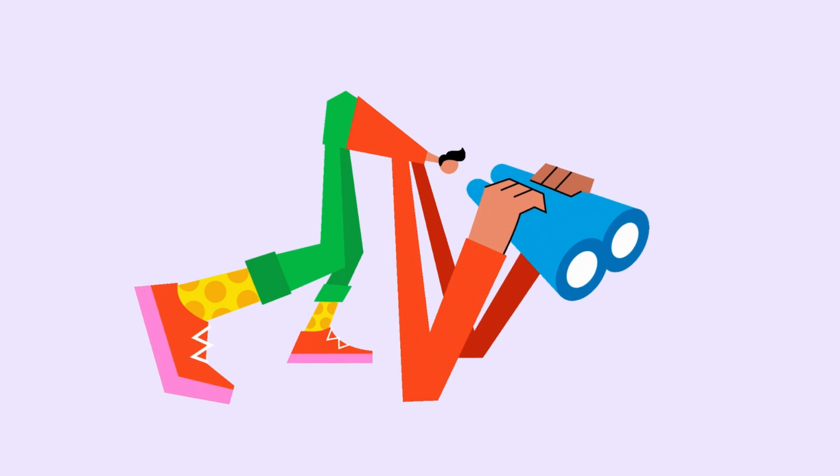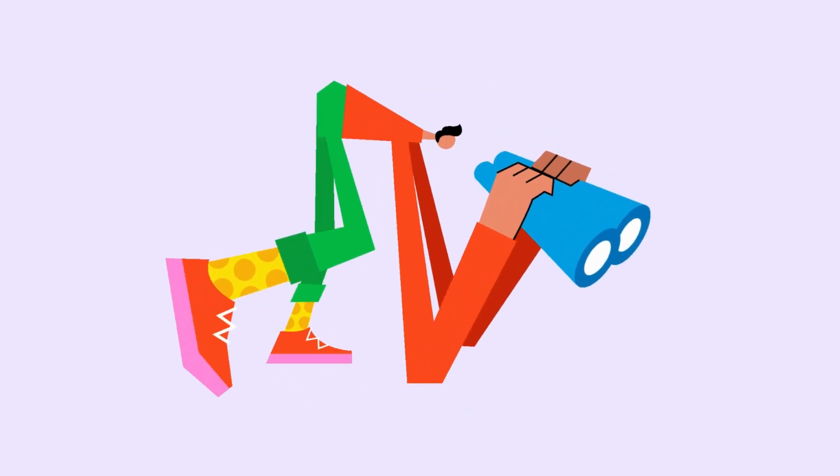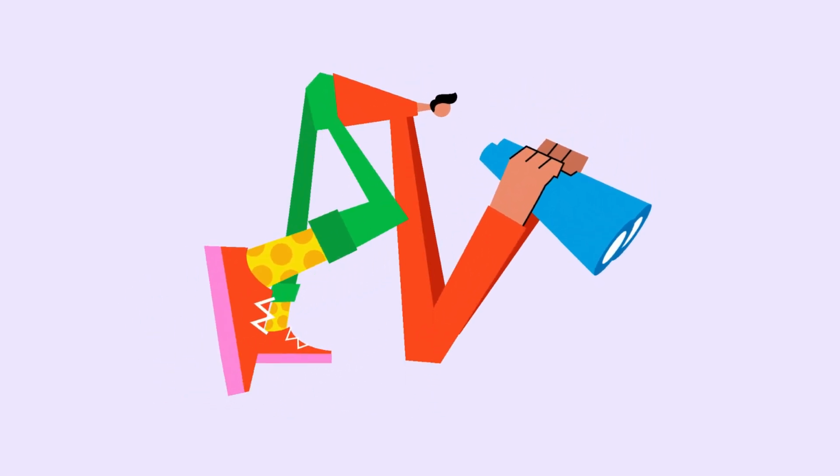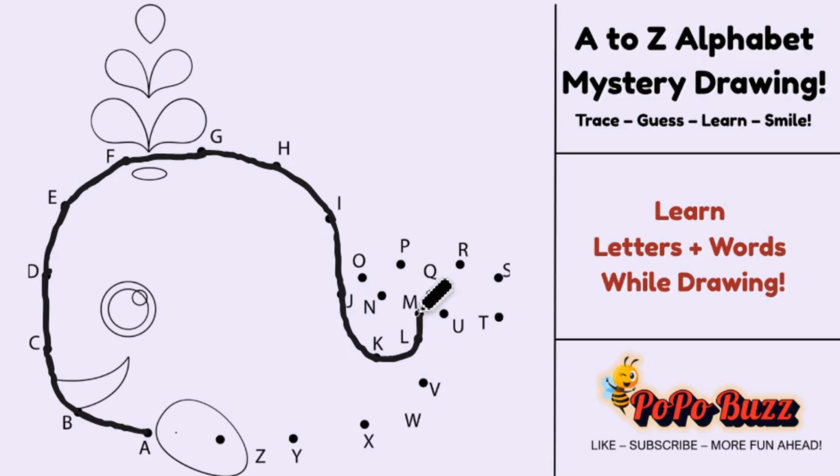We're halfway there. Let's take a deep breath. Are you curious yet? Keep watching those lines. Spin to N. N for nest. Big curve to O. O for orange. Let's hop to P. P for penguin. And slide to Q.